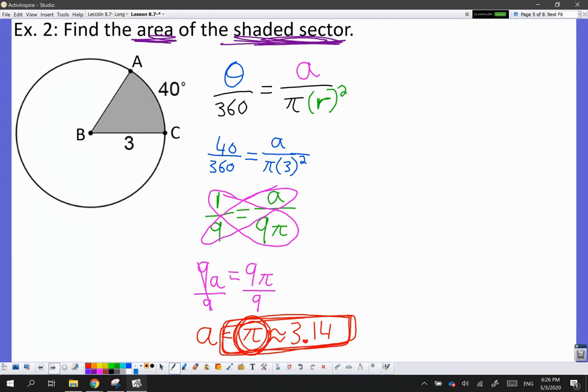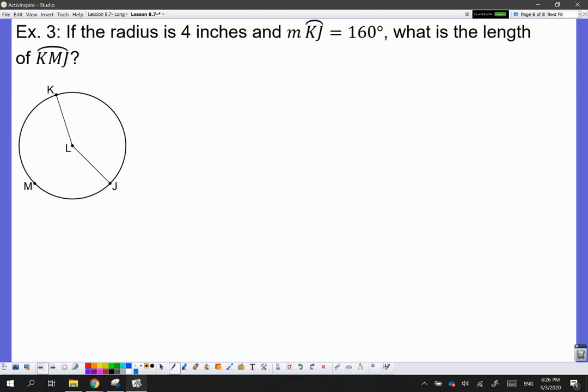On the next example, now we have the radius 4 inches and the measure of arc KJ is 160 degrees, and we want the length of arc KJM. So I'm not looking for this arc, even though they tell me that measurement. I'm looking for this arc here, for KMJ. So we're going to have to work a little bit more out here.